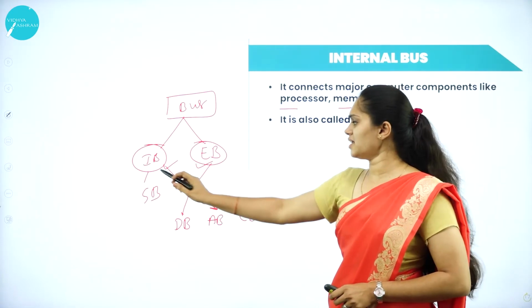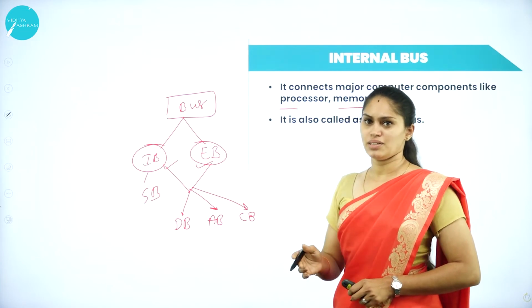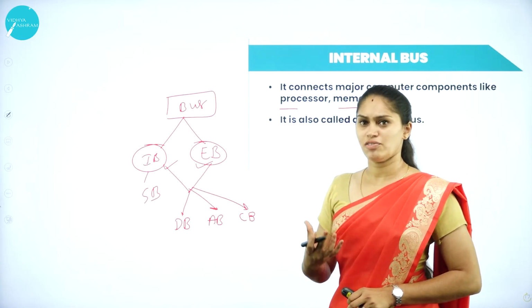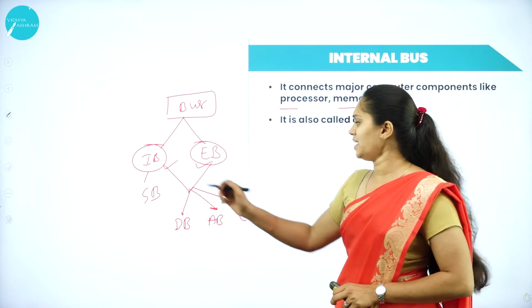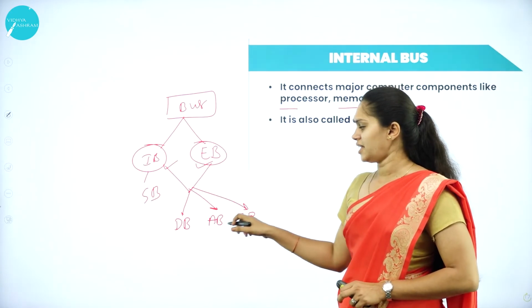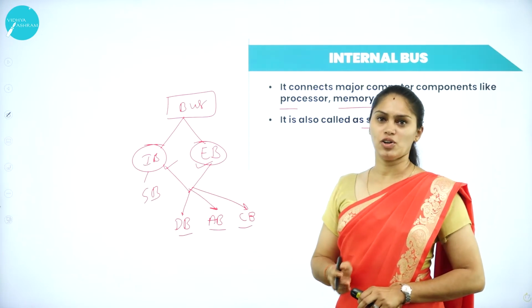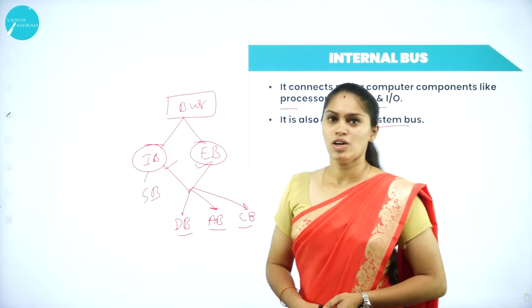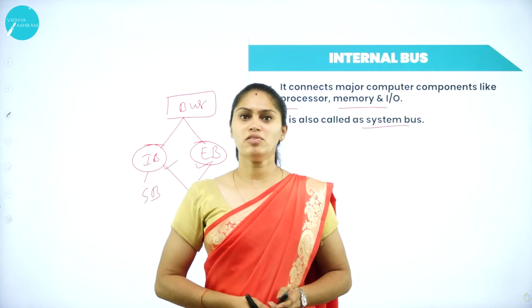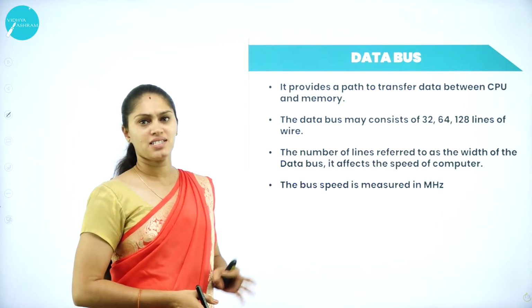Okay, by considering this system bus and external bus, in order to improve the efficiency of a computer system, buses are again classified into three types, that is data bus, address bus and then control bus. Now we'll see what we mean by each type of bus. Coming to the data bus.